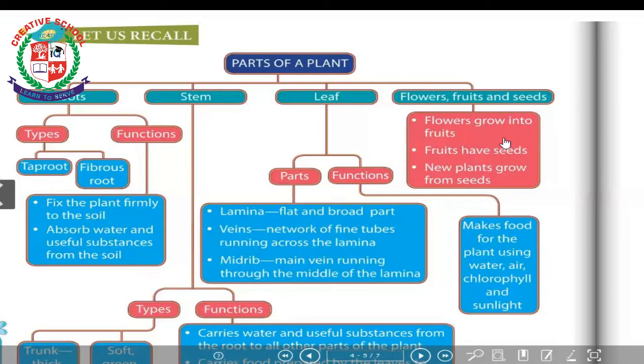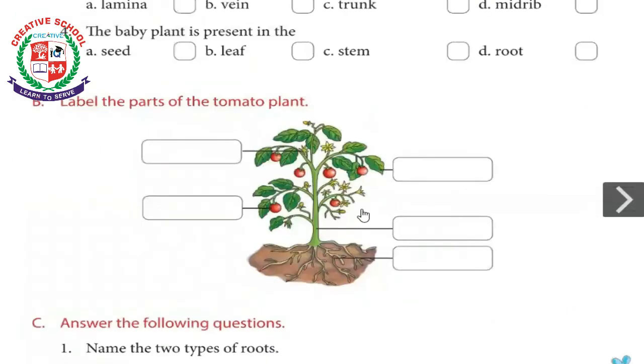Now the new plants grow from the seeds. Now we can see the activity part of this video. Can you all see this plant? You can take a live plant, that is a small plant. You can take a small plant with the root and label the parts of the small plant on a paper.